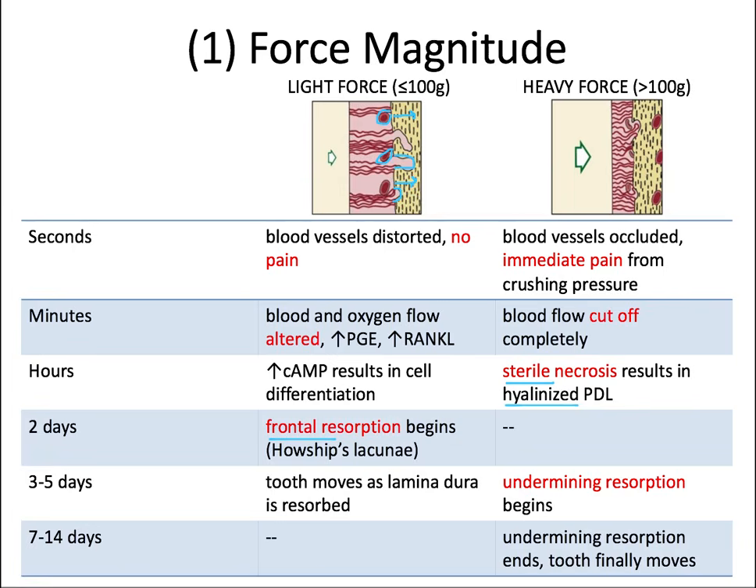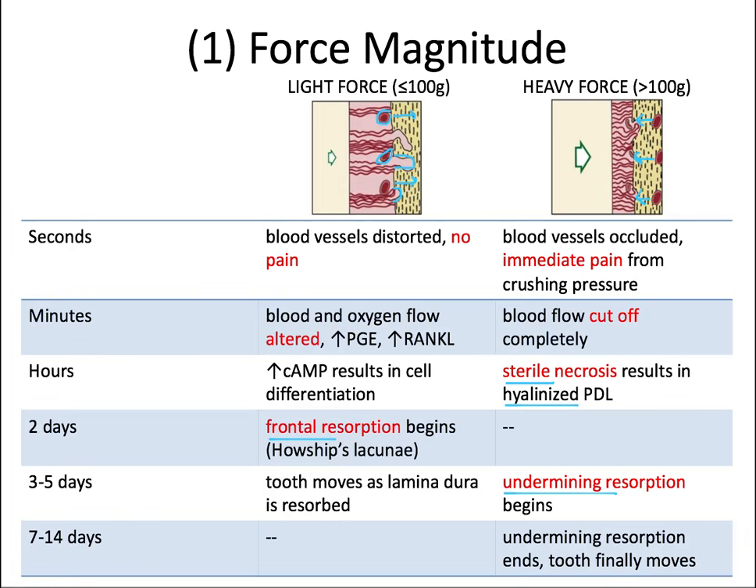Now, if we skip down to 3 to 5 days, this sterile necrosis signals to nearby osteoclasts in the bone marrow that's underlying the lamina dura, because there are no longer any viable osteoclasts in the periodontal ligament because all this area is dead. So it has to recruit from the nearest source, which is the bone marrow. So this is called undermining resorption because bone is removed from underneath until that lamina dura has been collapsed.